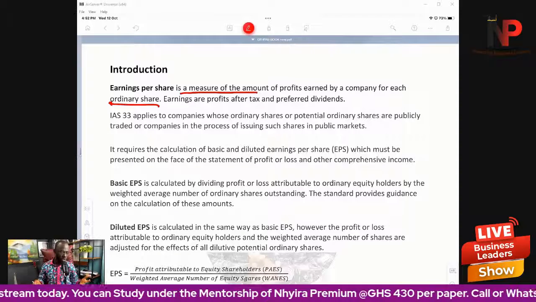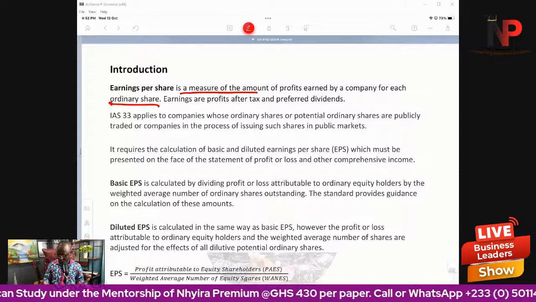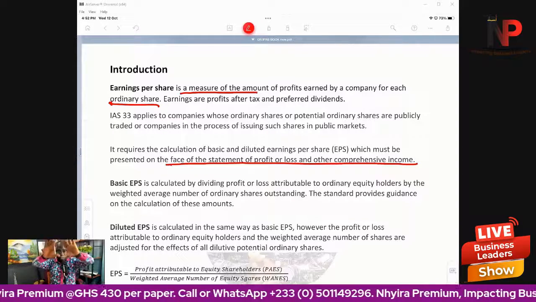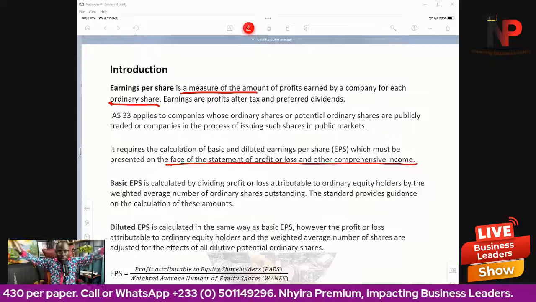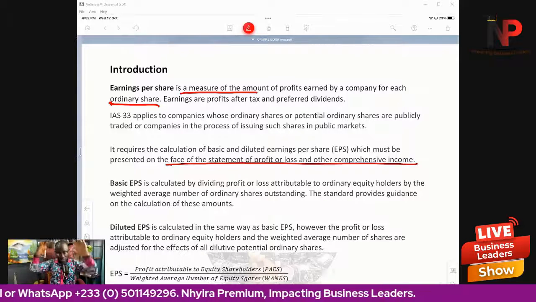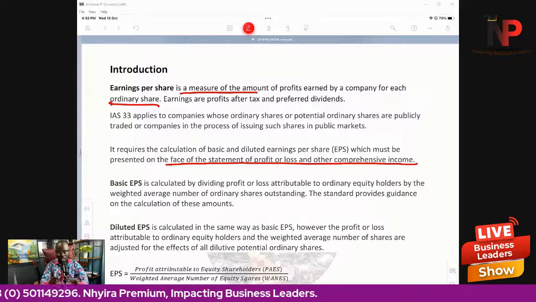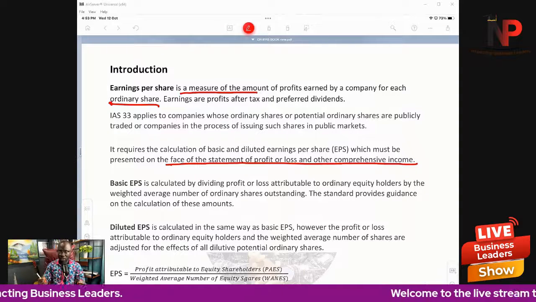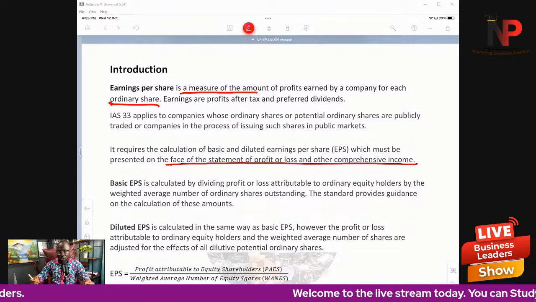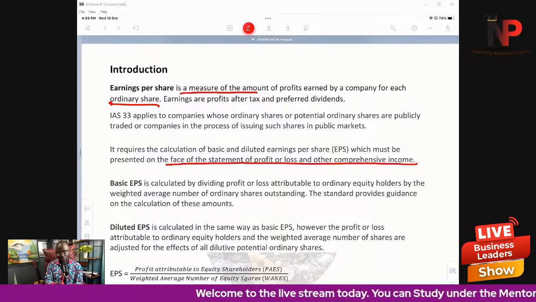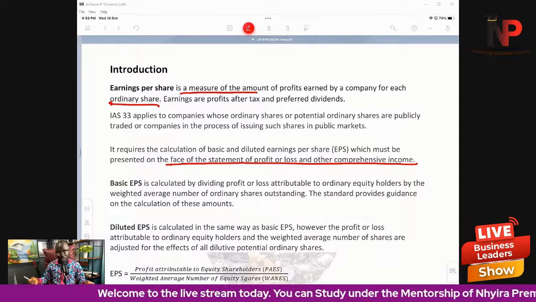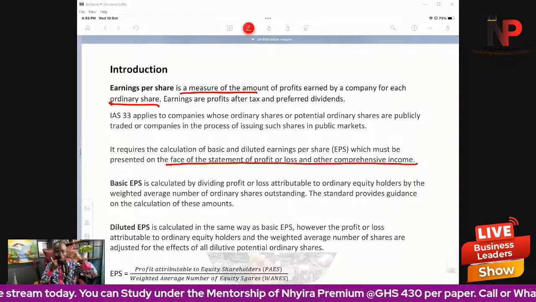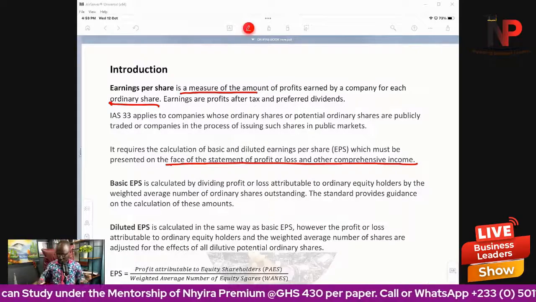And it is always shown on the face of the statement of profit or loss and other comprehensive income. So if you take the financial statement of any company at all, you will see that below the statement of profit or loss and OCI, you see earnings per share there. And if it happens that they have any scenario that will bring up diluted earnings per share, you will see that they will have also the diluted earnings per share. So it depends on the company, but we will have both earnings per share and diluted earnings per share in that regard.